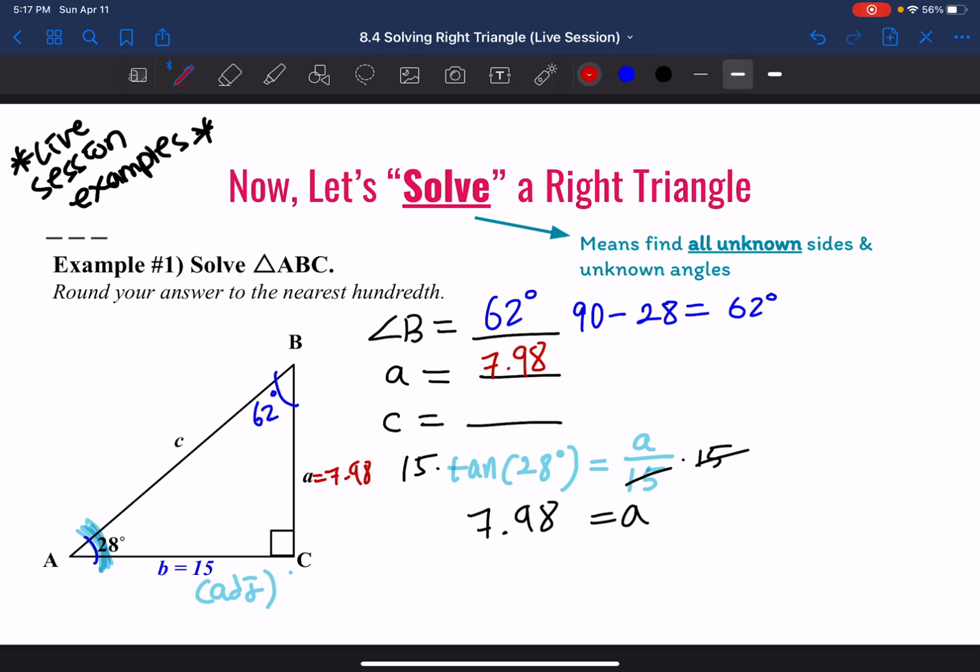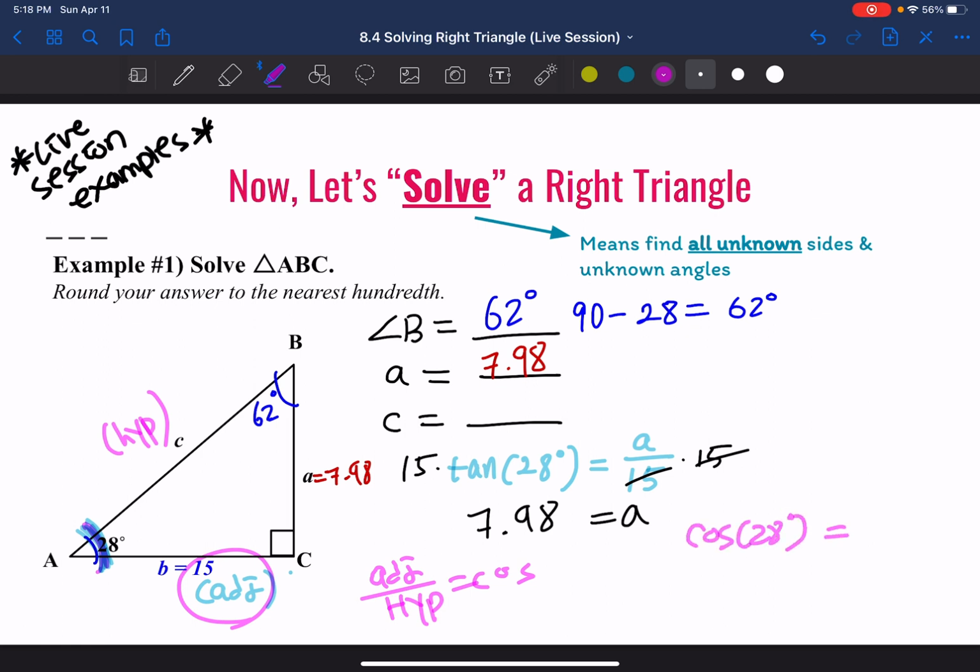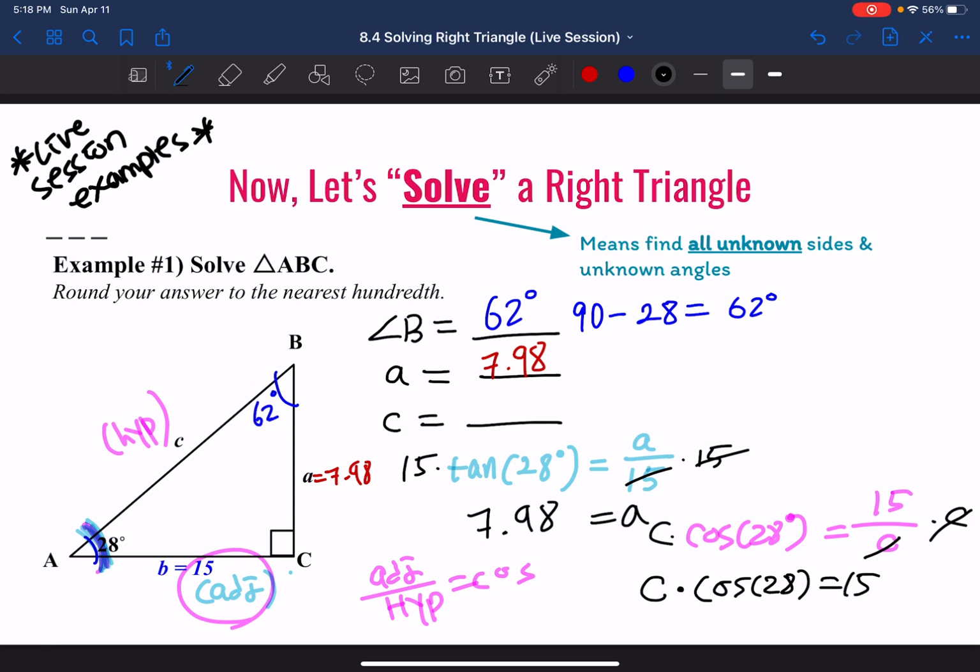Let me use a different color. I'll still use 28. From 28, c is the hypotenuse. And I'll use 15 one more time. 15 is adjacent. If I know adjacent and hypotenuse, I can use cosine, right? So I'll use cosine 28 degrees equals adjacent over hypotenuse. So it's the same thing. I am going to multiply everything by c so I can cancel. So c times cosine 28 equals 15. This one's a little bit different than the previous one. We have to divide everything by cosine 28 to isolate c.